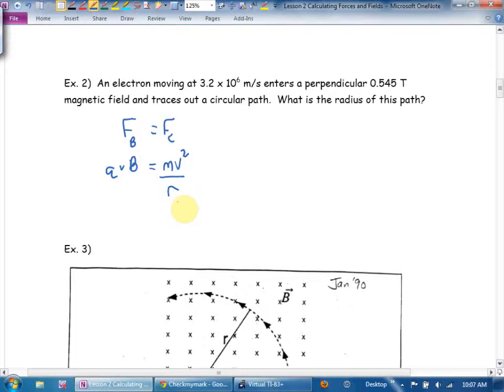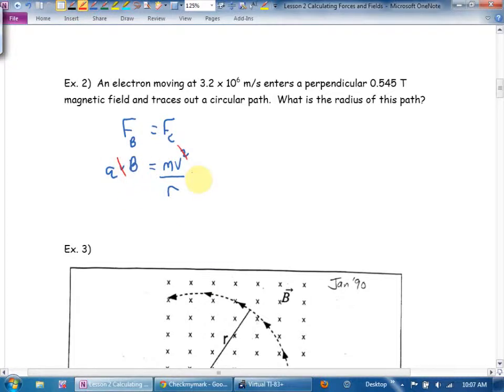By the way, again, most common mistake: if you look on your formula sheet, MV squared over R never appears. What appears on your formula sheet? V squared over R as the acceleration. You're going to have to remember that force is mass times acceleration. And I think a few of us forgot that on the test, right? And yes, I notice one of my V's cancels.